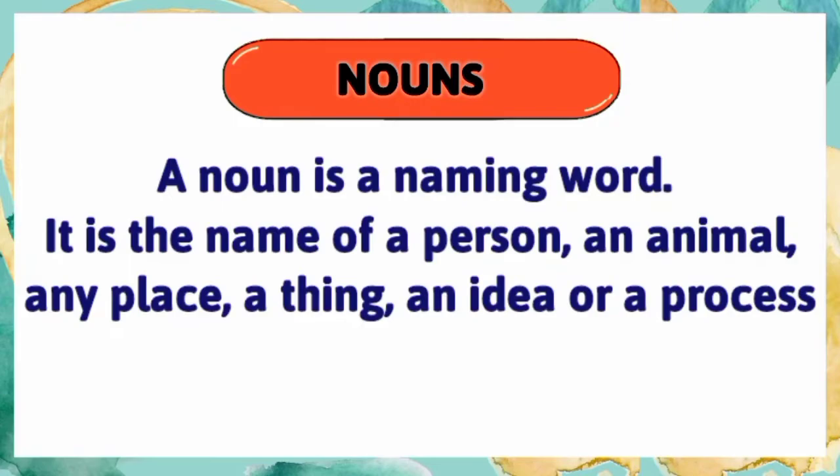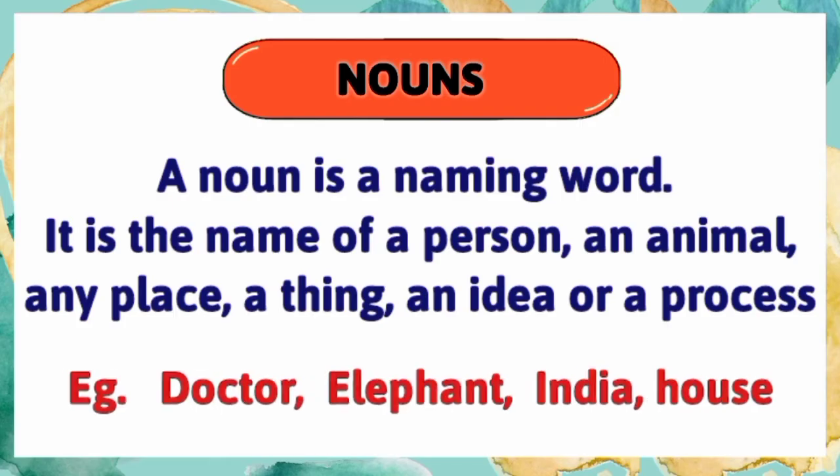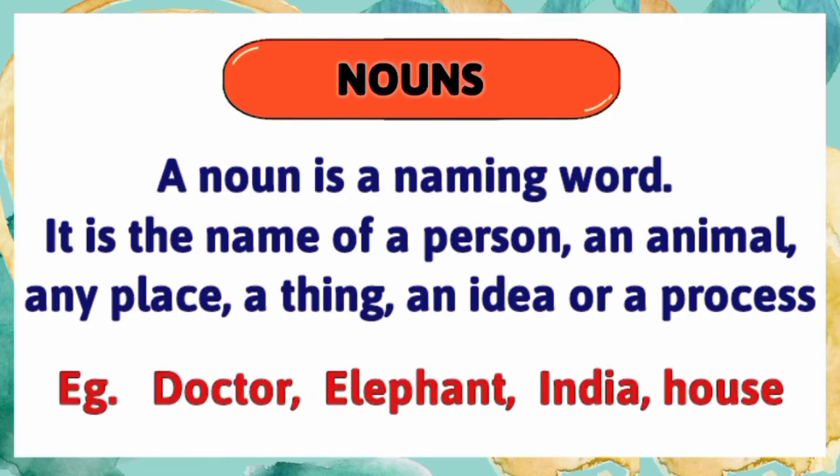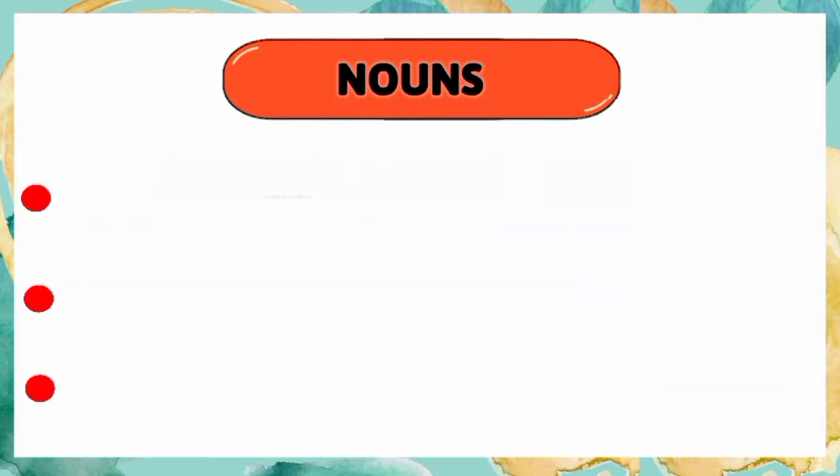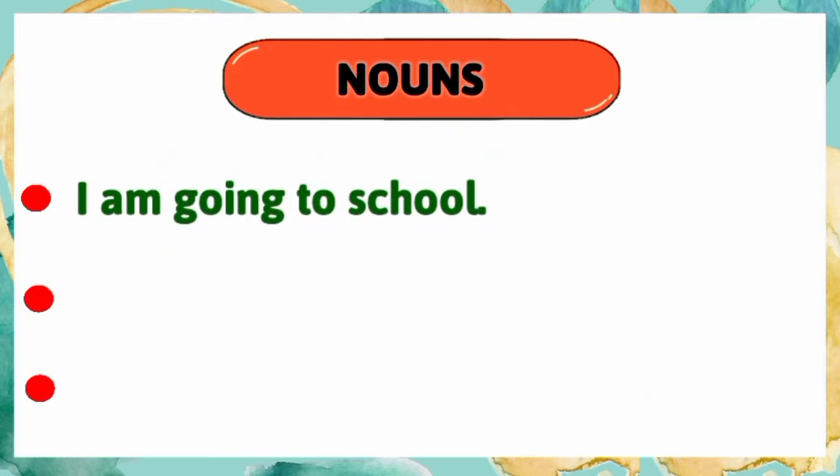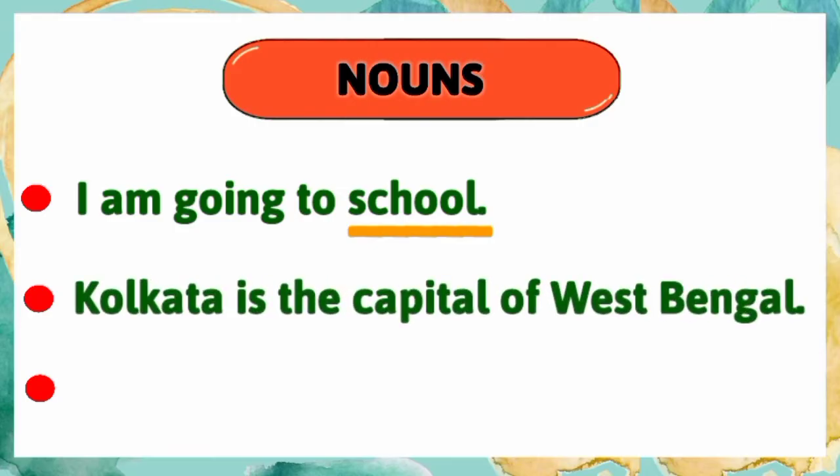A noun is a naming word. It is the name of a person, an animal, any place, a thing, an idea, or a process. For example, doctor, elephant, India, house, etc. Identify the nouns in the sentences. I am going to school. In the sentence, the word school is the noun. It's the name of a place.